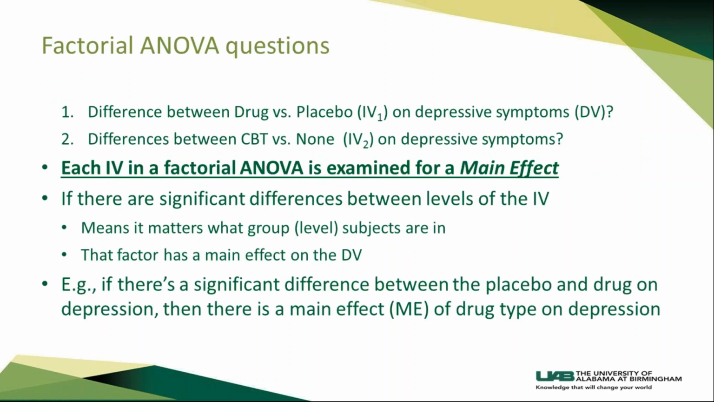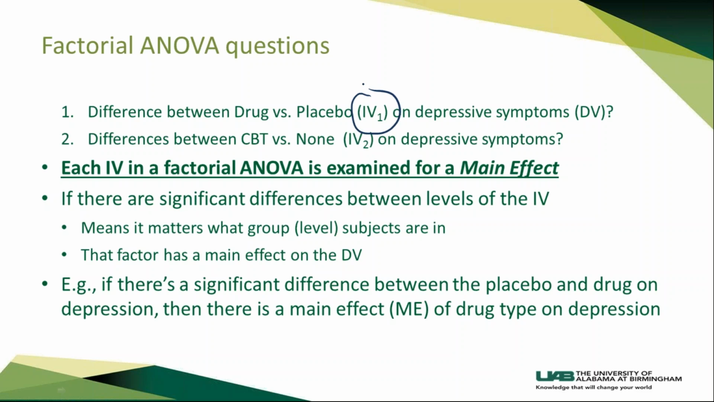So let's break down the questions that are being asked within factorial ANOVA. The first one is looking at the first independent variable. Independent variable 1, is there a difference between drug versus placebo on those depressive symptoms, which is again that dependent variable. Second question, are there differences between CBT versus the no treatment group, that's the second independent variable, on depressive symptoms. So answering those two questions, each independent variable is examined for what we call a main effect.